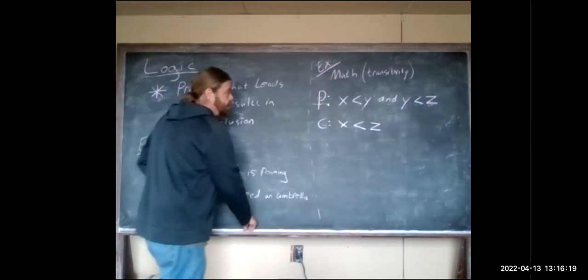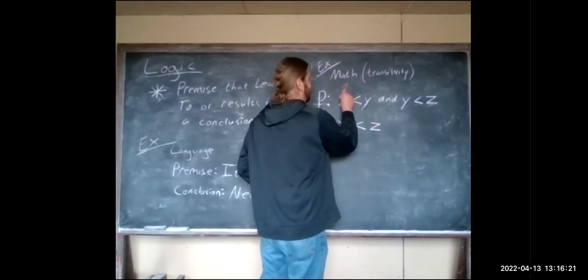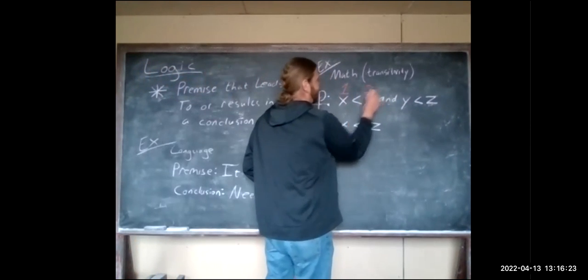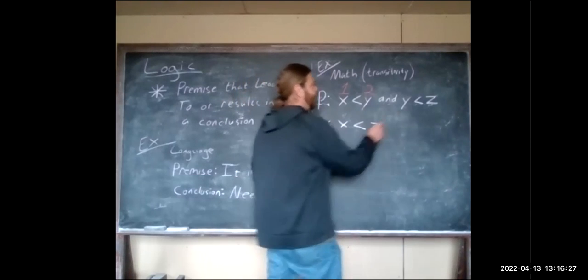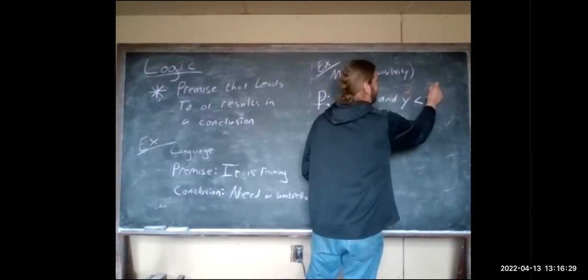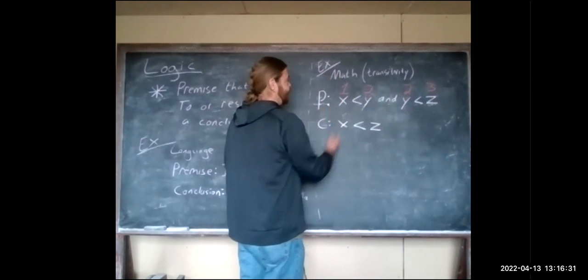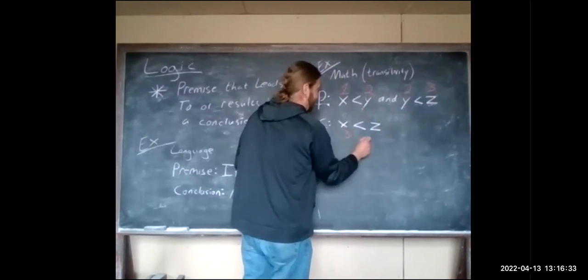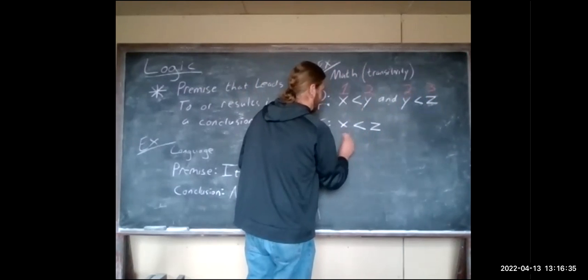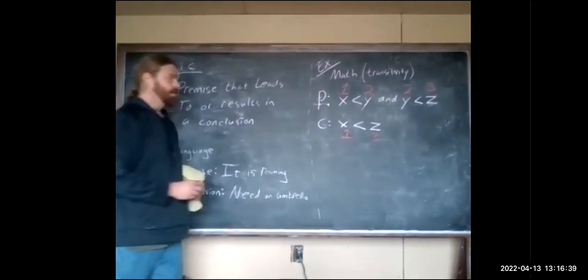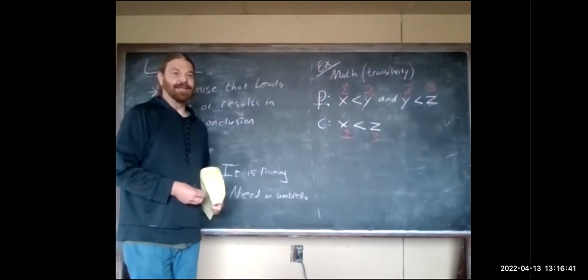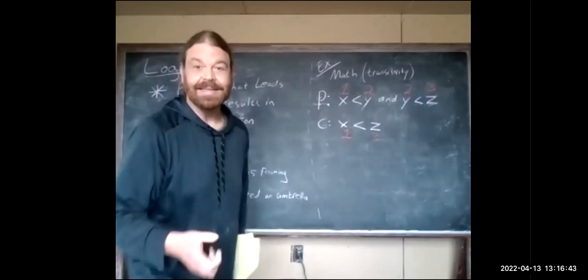If you want some hard numbers to put in there, like X is 1 and Y is 2, 1 is smaller than 2, and 2 is smaller than 3. So transitivity is the math fact of how we know that 1 is smaller than 3. That's the formal statement of that, but usually we use the formal statement in more complicated situations.